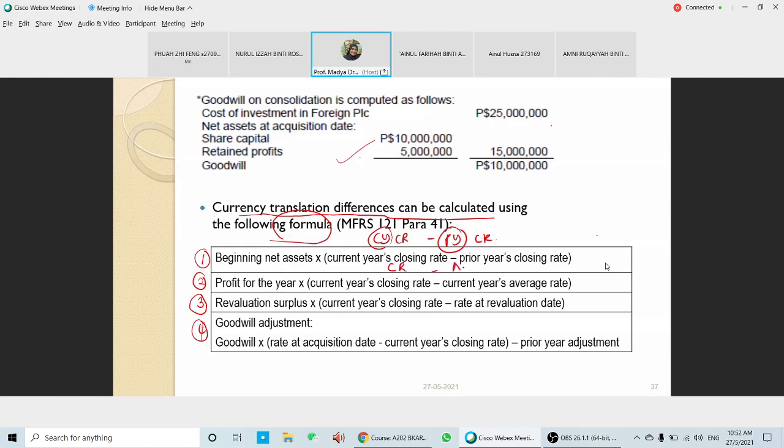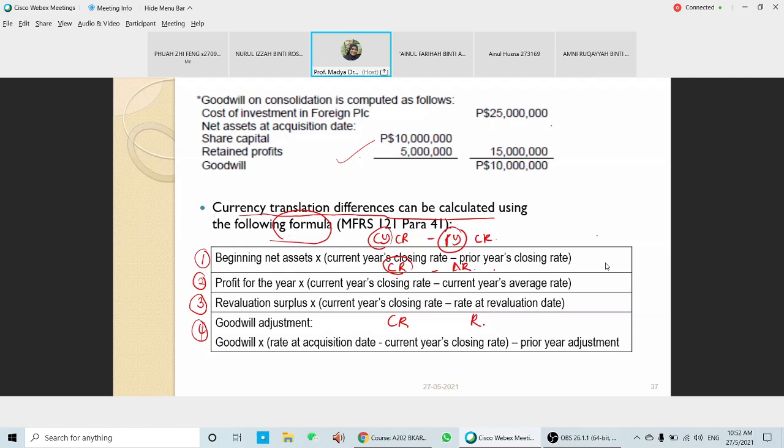Okay, why are we using a closing rate here? Because we are using the closing rate method here. So we are using closing rate minus the average rate. Okay, for a revaluation here, it is closing rate minus the revaluation rate.